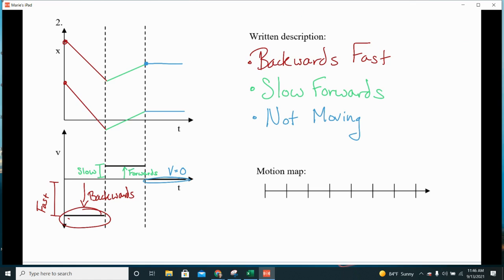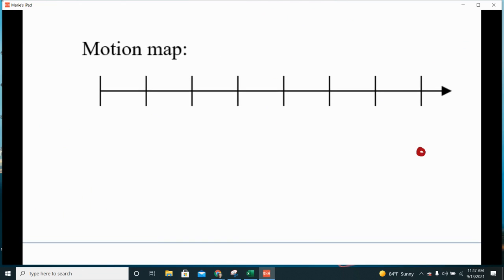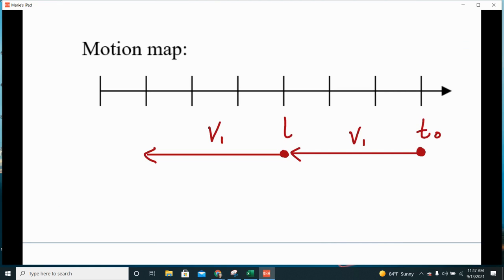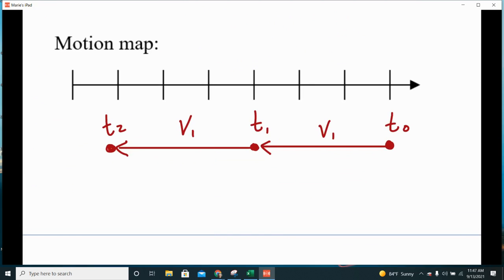All right, so now I'm going to do my motion map. So I need to go backwards fast first. So I'm going to start over here so I have lots of space. I'm going to go backwards fast. I'm going to label these the same so you know they're the same length. I'm going to label my times. Then I stopped. So I started going forwards. I didn't stop. I started going forwards right away.